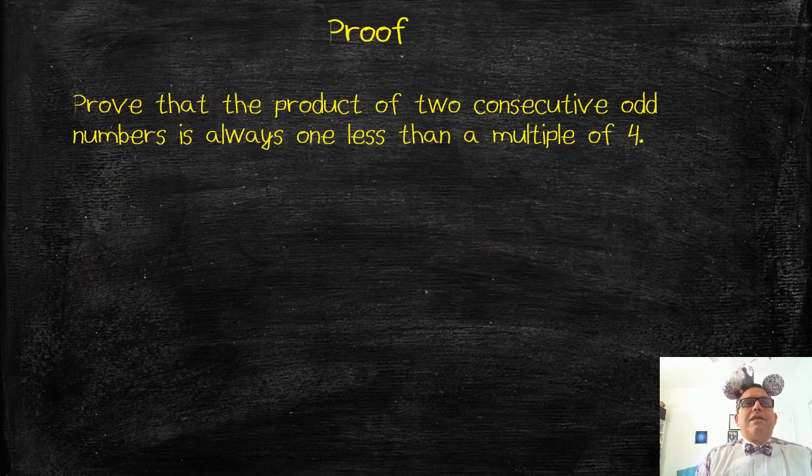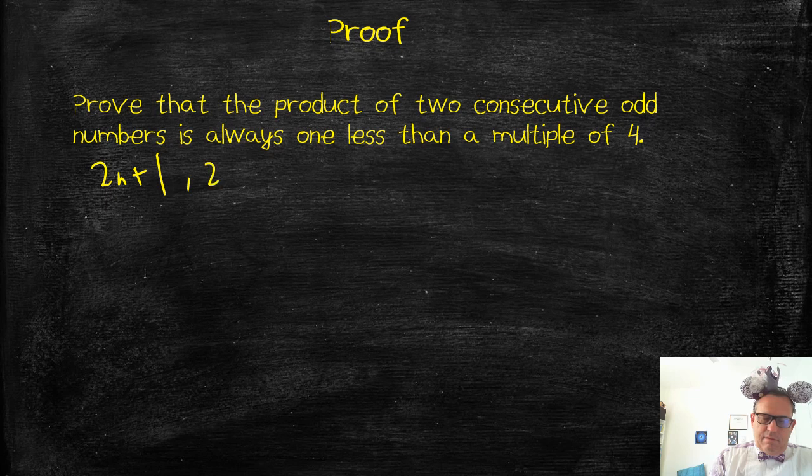Okay, last one for this video. Prove the product of 2 consecutive odd numbers is always one less than a multiple of 4. Now we're talking about product. So odd numbers, right? 2n plus 1, that's my first odd number. Consecutive, the next one is going to be 2n plus 3.